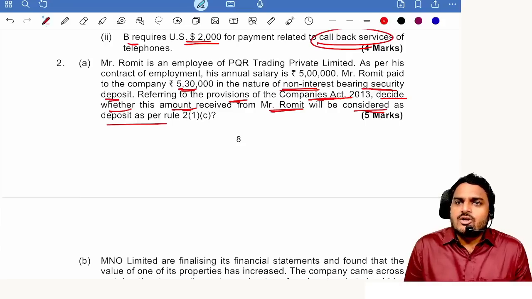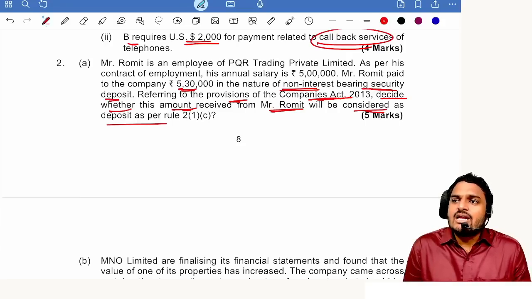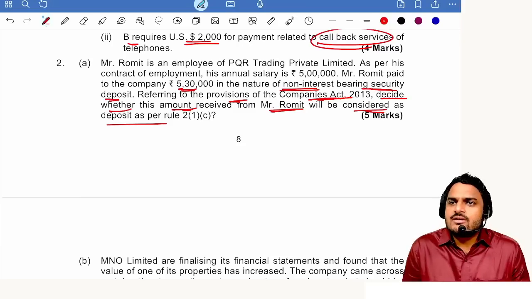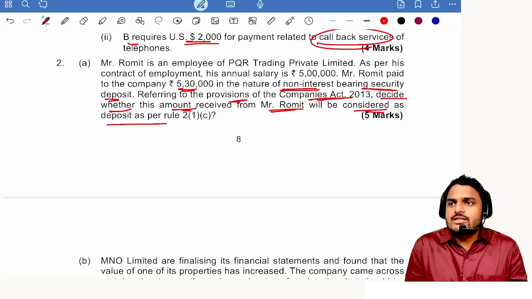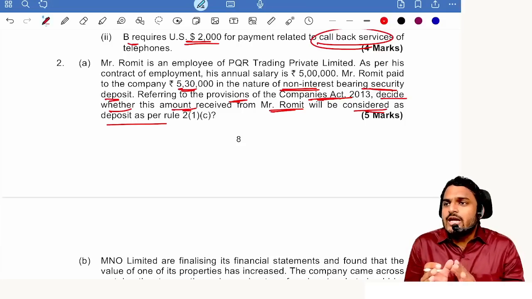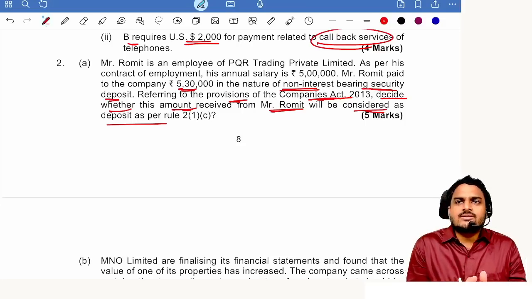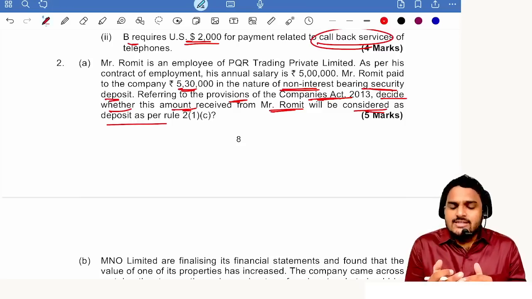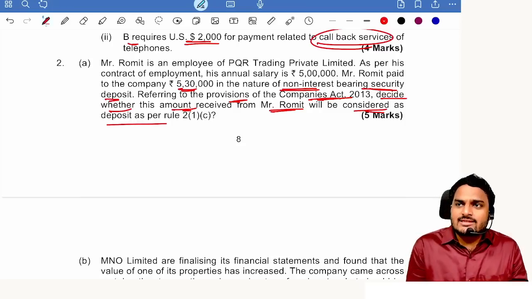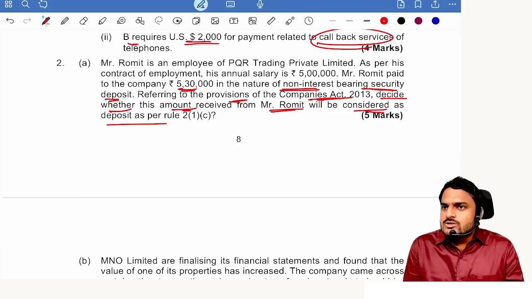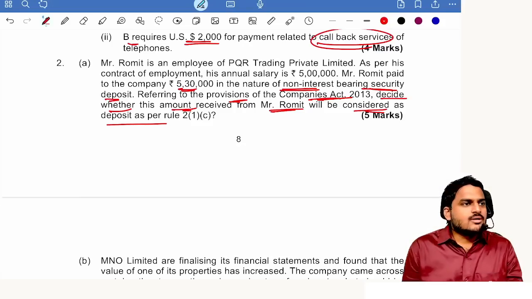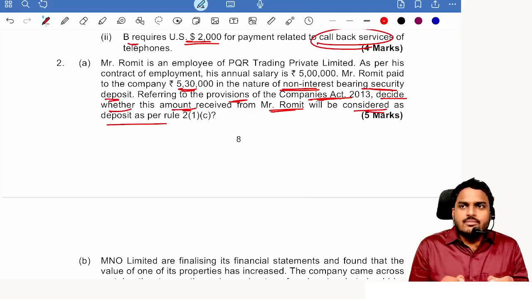Look at the condition. Non-interest bearing, maximum annual salary. What is the annual salary? And how much amount did he deposit? Exceeding. Exceeding means it becomes a deposit. It is an exempted deposit if it is not exceeding annual salary plus no interest. Understood? Suppose, would your answer change if the deposit amount is 4,30,000 and the company agreed to pay interest on the deposit? Now also there is no change in the answer. It is a deposit. Getting my point? Exempted deposits.